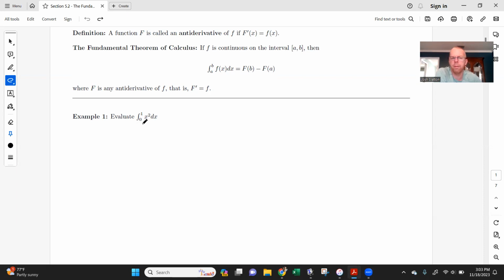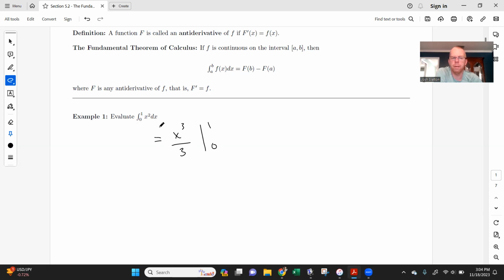But the derivative of x to the third is not x squared. So how do we fix it? The derivative of x cubed is 3x squared, not x squared. And so what we need to do is divide by the 3. So the antiderivative of x squared is going to be x cubed over 3. And you can check this. You can always check these antiderivatives by just taking the derivative of your answer. So if we take the derivative of this, we should get x squared.